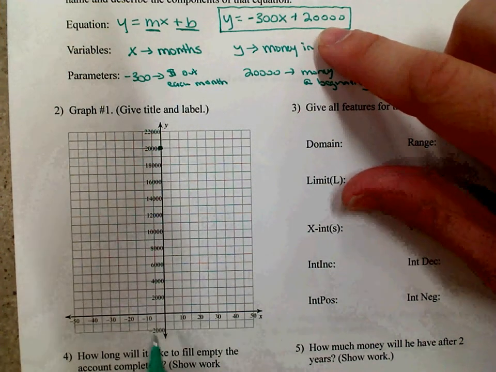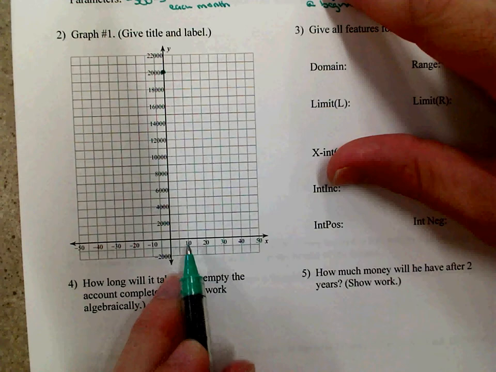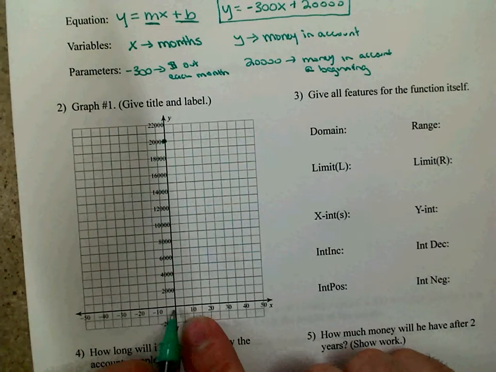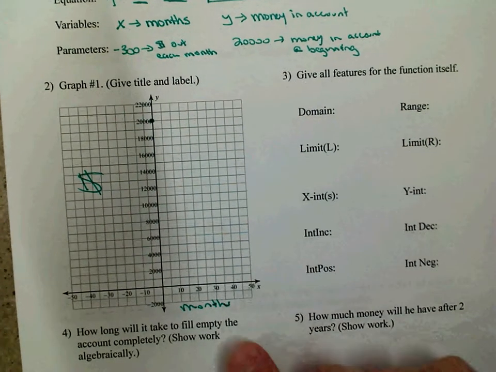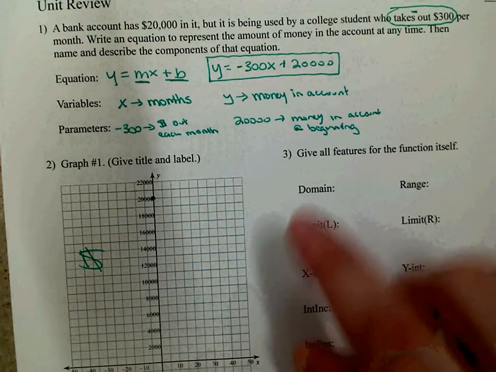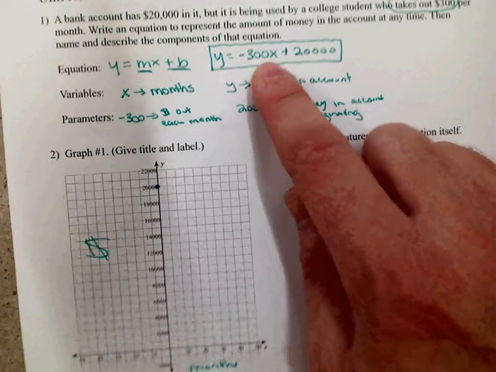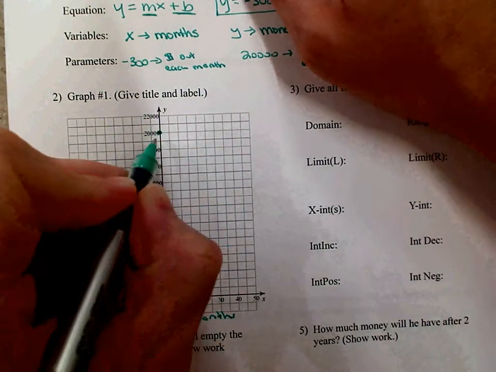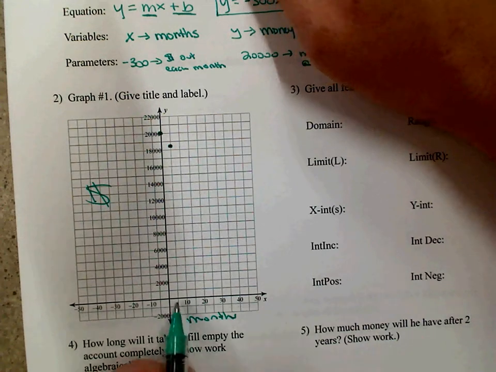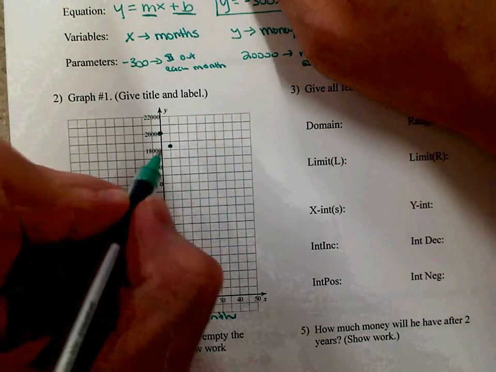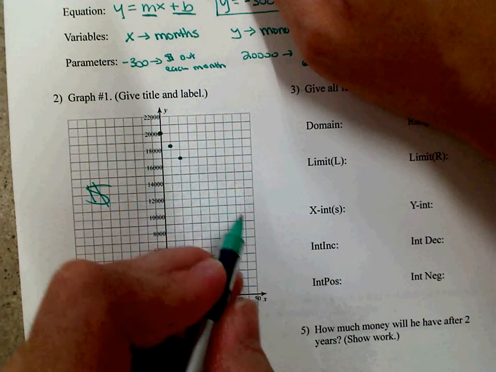Now, you might notice down here at the bottom, I didn't scale it by ones, I scaled it by fives. So if I'm going over 5 months at a time, these are months. This is money in the account. Okay, if I'm going to go 5 months down the road, 300 times 5 is 1,500. I'm going to lose $1,500 in 5 months. So if I lose $1,500 in 5 months, I'll be down to $18,500. Now if I lose $1,500 more in another 5 months, I'll be down to, what, 17,000. And so on. Now you don't have to graph every point all the way through, although that would be accurate.